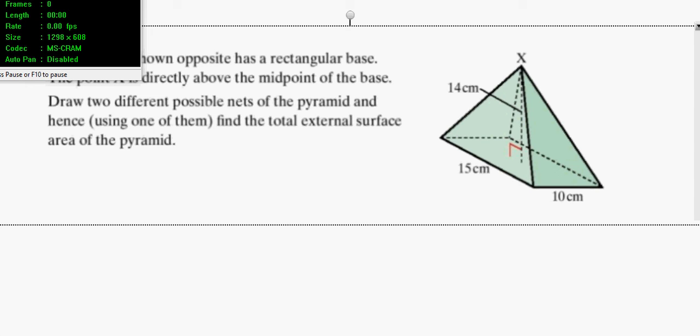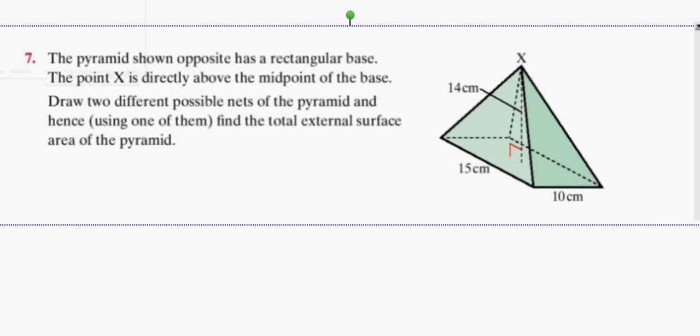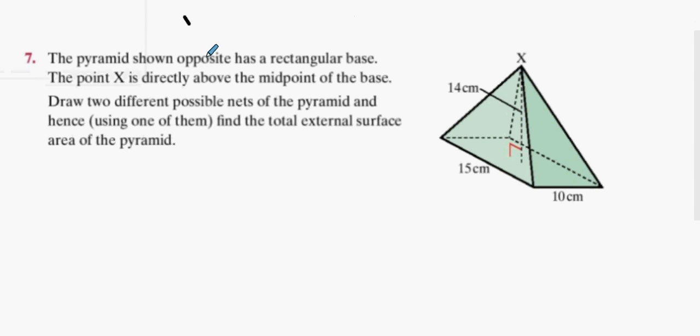The pyramid shown has a rectangular base, and the point X is directly above the midpoint of the base. So the rectangle at the bottom, X is directly above it. Draw two different possible nets of the pyramid, and hence, using one of them, find the external surface area of the pyramid.